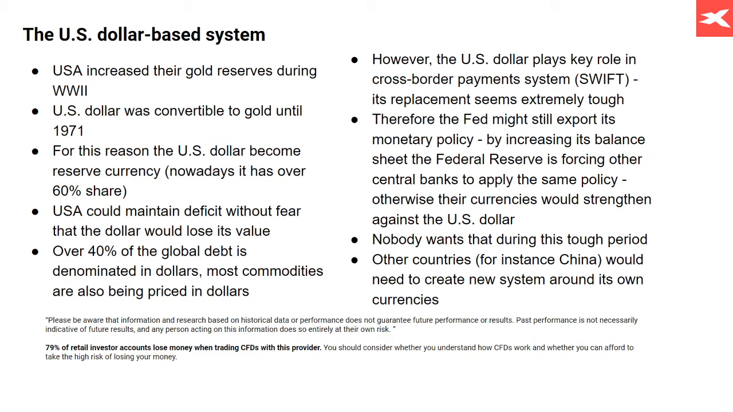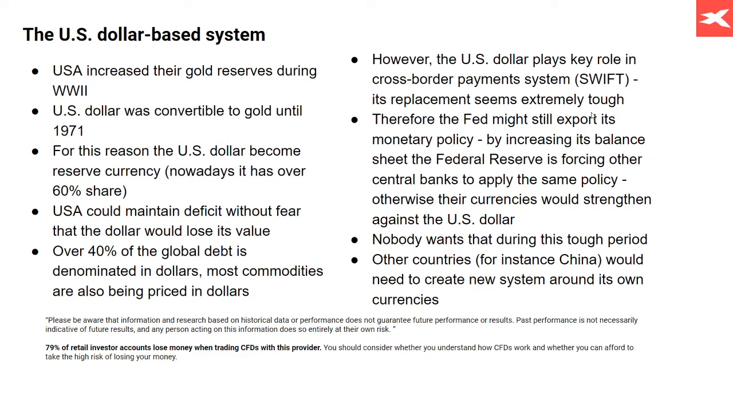However, over 40% of the global debt is denominated in dollars. Most commodities are also being priced in dollars. Some key examples would be oil and gold, which are priced in dollars. However, the US plays a key role in the cross-border payments system, SWIFT, so when bank transfers from one bank to another. Therefore, the Fed might still export its monetary policy by increasing its balance sheet.